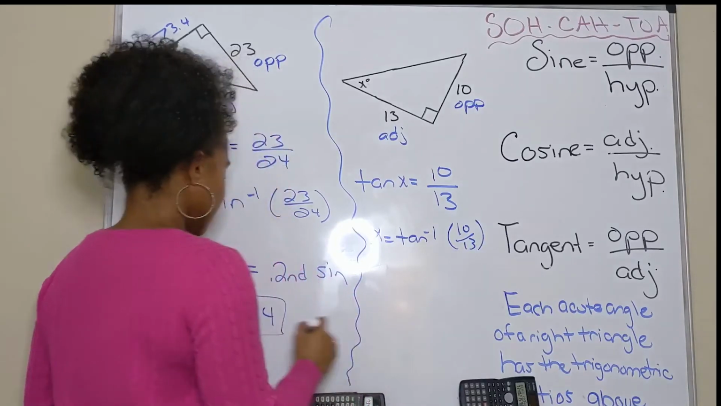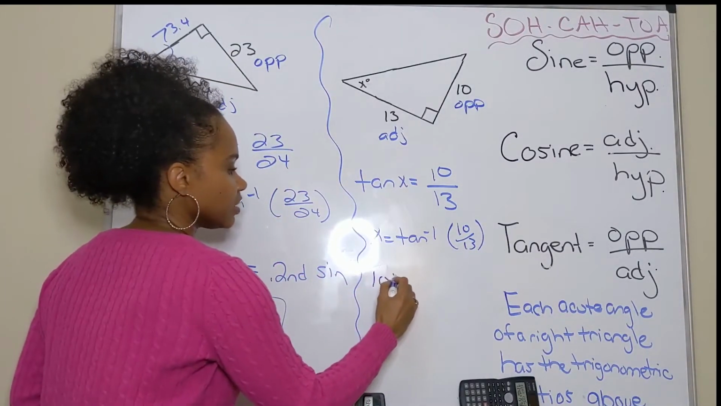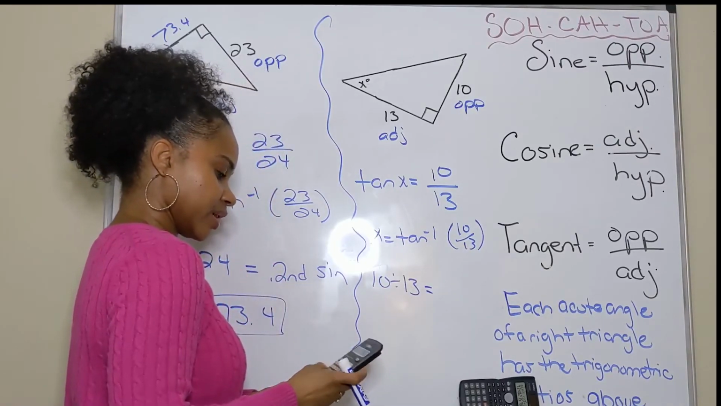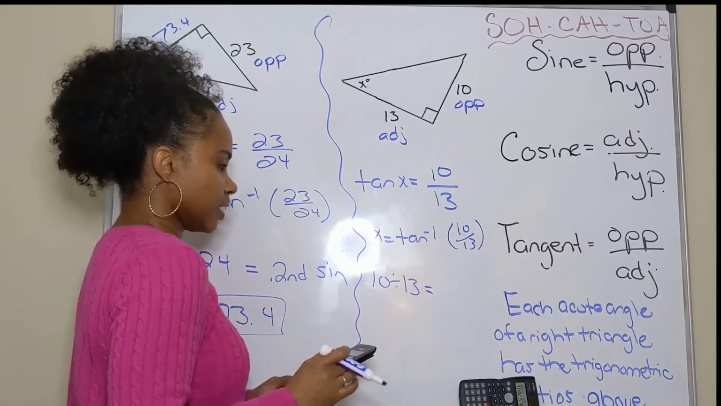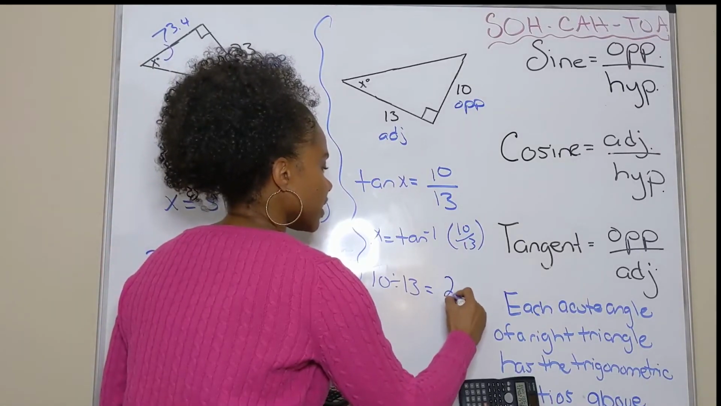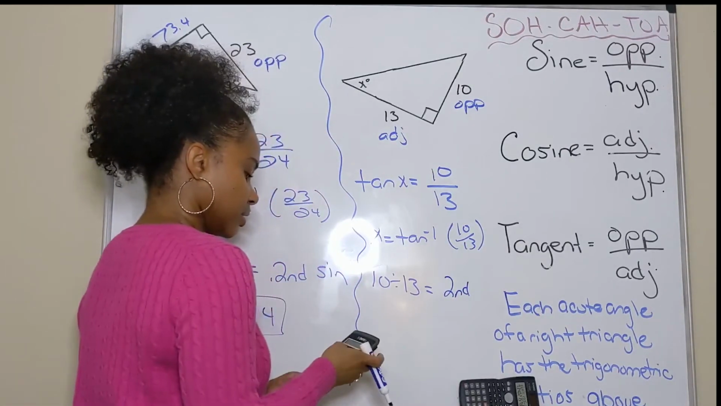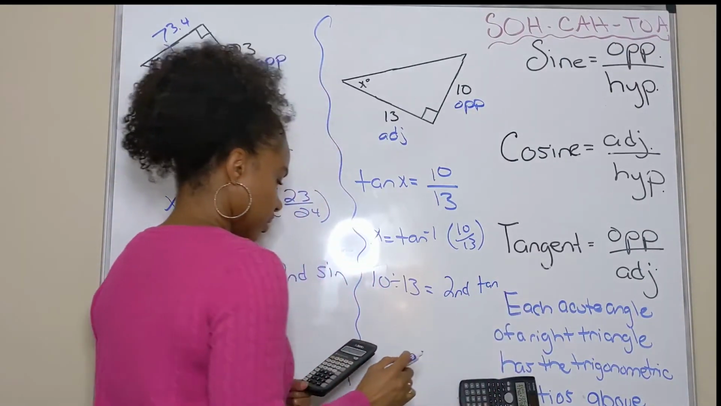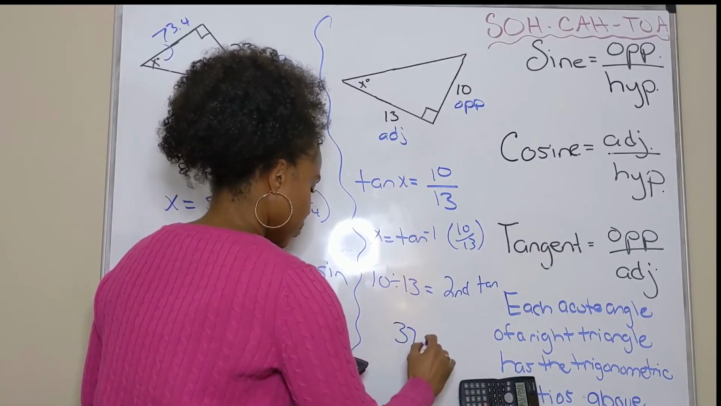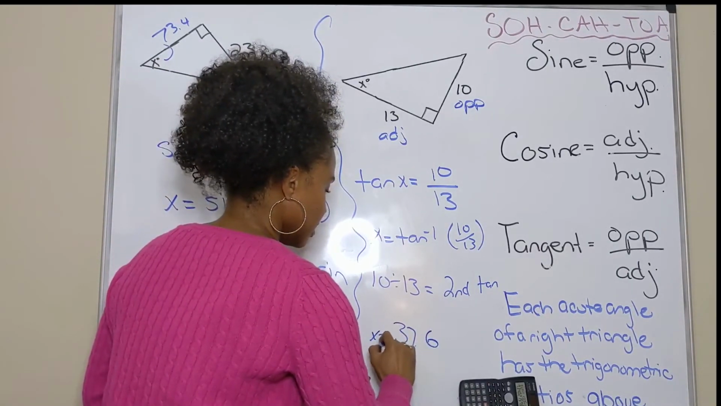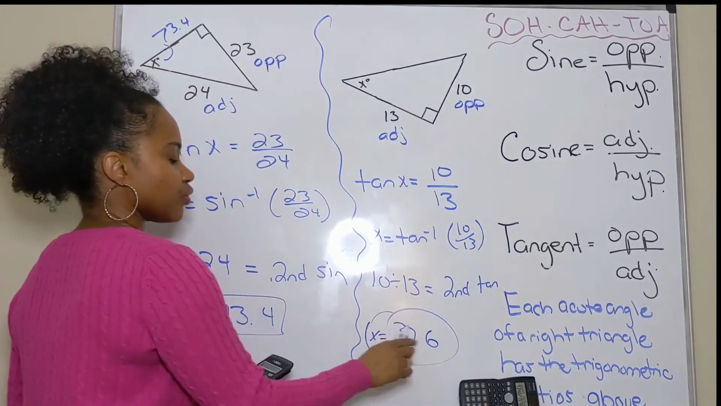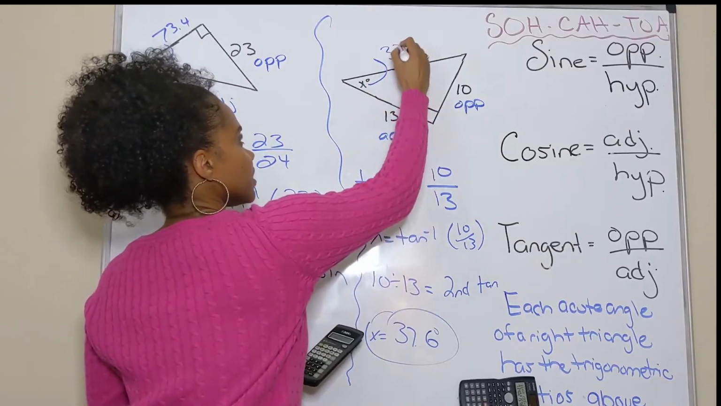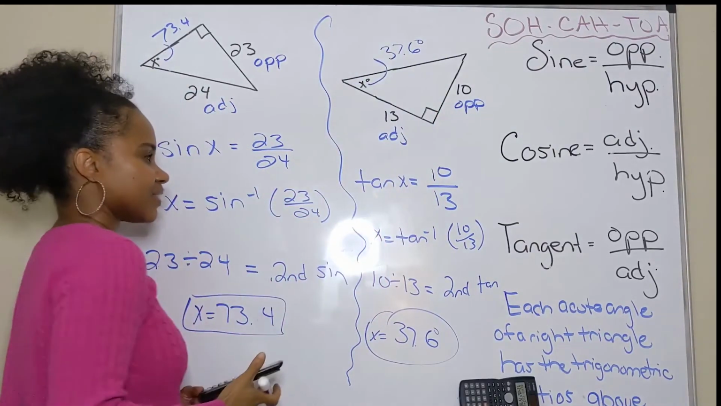We will type it in, 10 divided by 13, and equals. So I'm going to do that. 10 divided by 13 equals. And then I'm going to hit second tangent. And that is 37.6. So my x is 37.6 degrees. So in this case, the measure of this angle is 37.6 degrees.